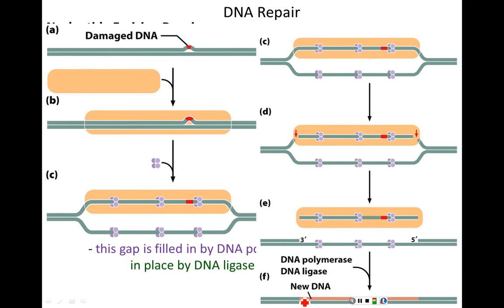DNA ligase comes in and seals the DNA in on both sides. You can think of DNA ligase as a molecular welder. It welds the joints between the DNA molecules, making the backbone one continuous piece of metal. And then the repair is done.